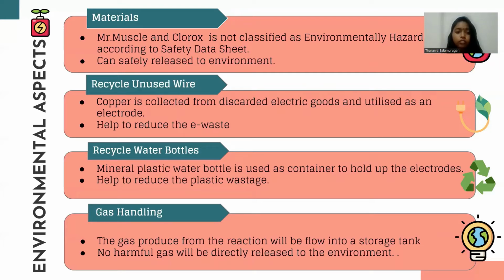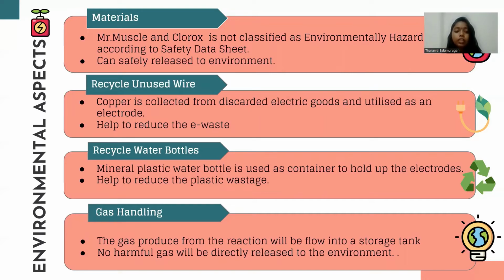Second, recycle unused wire. Copper is collected from discarded electric goods and utilized as an electrode. This helps to reduce e-waste, because e-waste will release lead and mercury into the ground and water. In addition, according to e-waste management Malaysia, it is expected that 24.5 million units of e-waste will be produced in Malaysia by 2025.